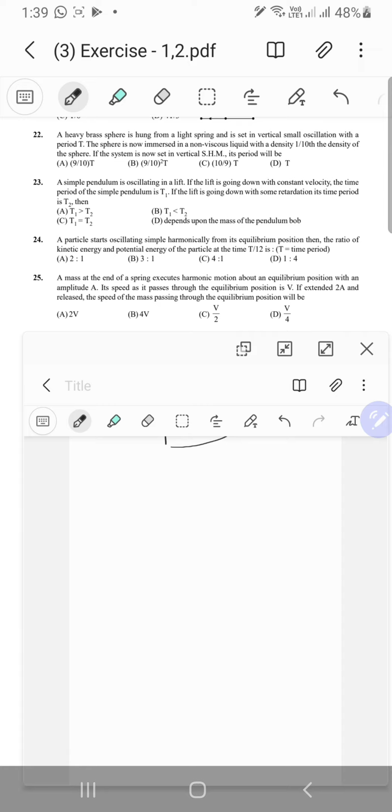Its time period is T. If the sphere is now immersed in a non-viscous liquid with density 1/10 the density of the sphere, the system is now set in vertical SHM once again. Its period will be, okay. So when this was just the spring over there, and you had this mass, suppose its displacement from the mean position is x, then the force on this would be kx, correct?